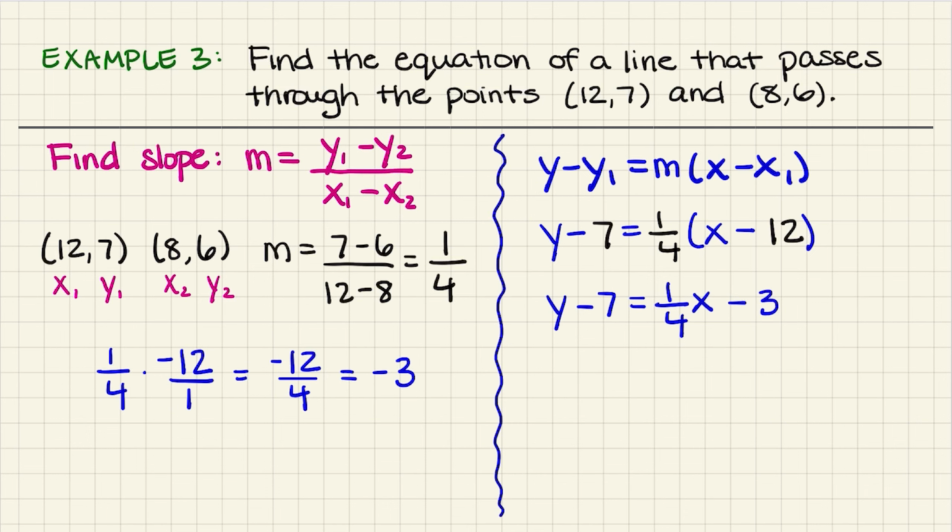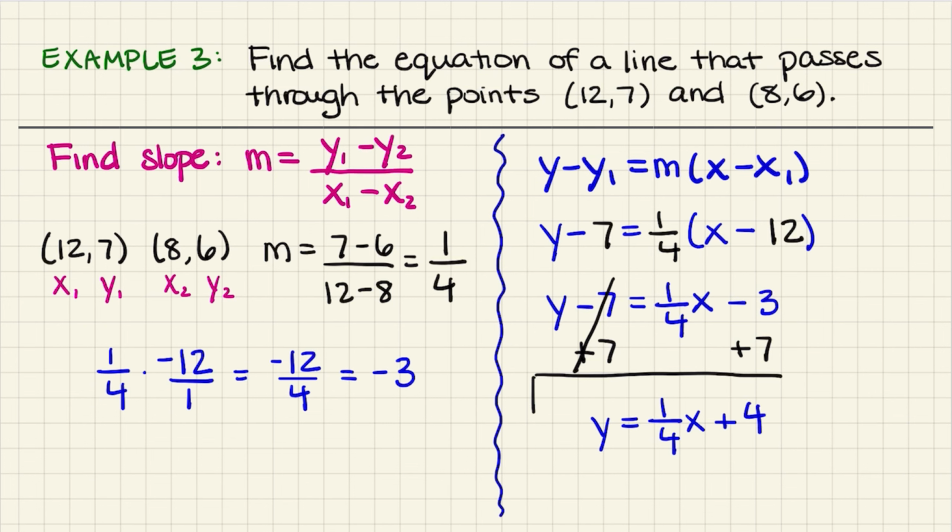Now we need to isolate the y, so to get rid of this 7, add 7 to both sides. That cancels out our 7's, and we're left with y equals 1/4 x. Negative 3 plus 7 is positive 4. And that is our equation of our line in slope-intercept form.